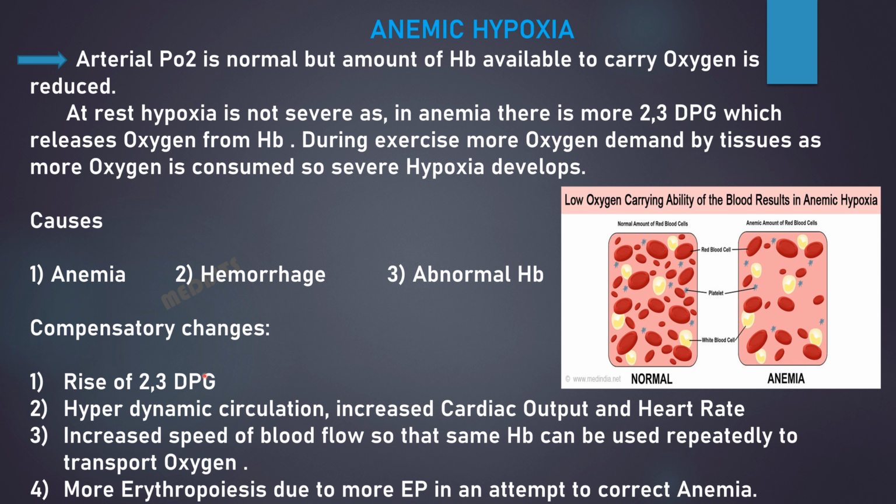Compensatory changes are a rise of 2,3 DPG, hyperdynamic circulation, increased cardiac output and heart rate. Then there is increased speed of blood flow so that the same hemoglobin can be used repeatedly to transport oxygen. And more erythropoiesis, in an attempt to correct anemia.